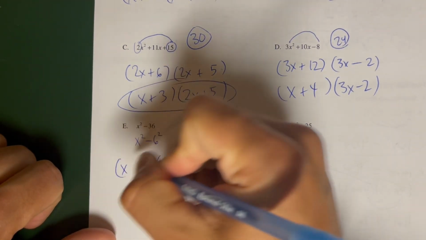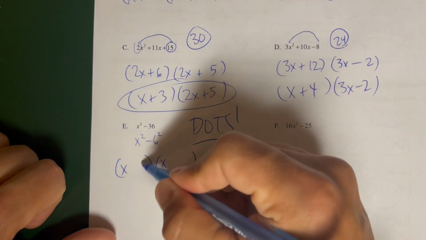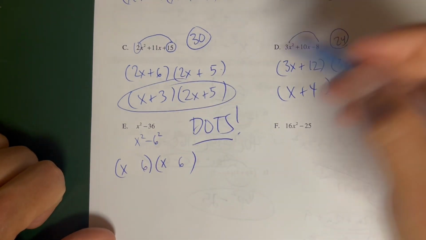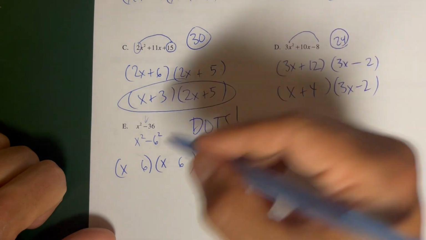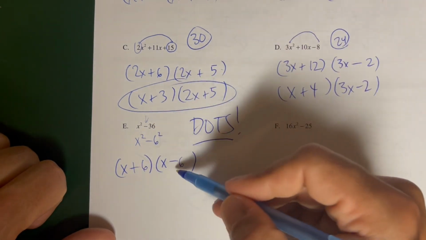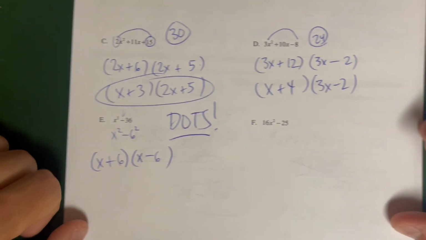X squared is going to be x times x. 36 is going to be 6 times 6. Notice there's no middle term here. It's really a 0, and so one's plus and one's minus, because when you add those together, they cancel.